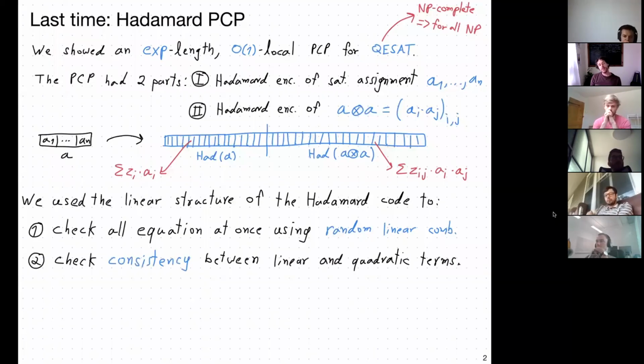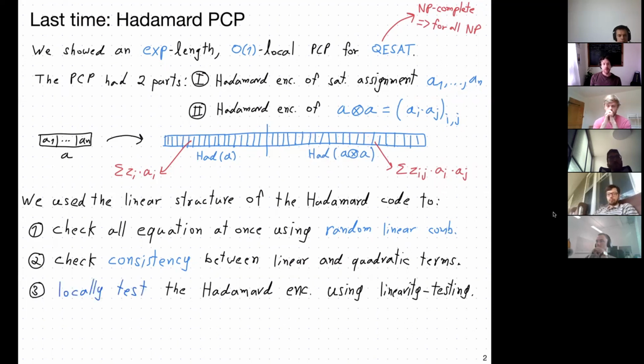The second part is that we checked for consistency between the linear and the quadratic terms. That was an important point because part of the trick is we didn't know how to deal with nonlinear terms, so we just told the prover, well, provide us a variable, provide us all of the quadratic terms, and then we can view them as if they are linear. So we need to check this consistency between this part and this part.